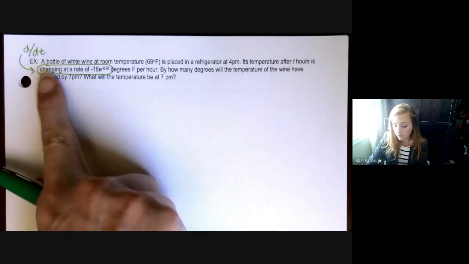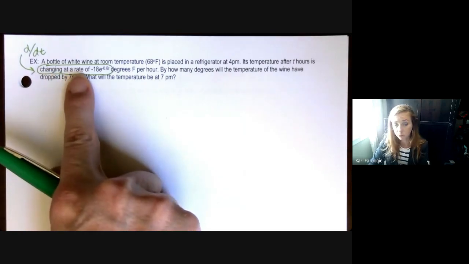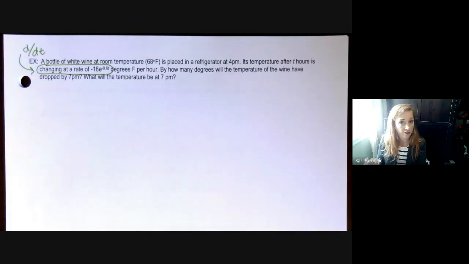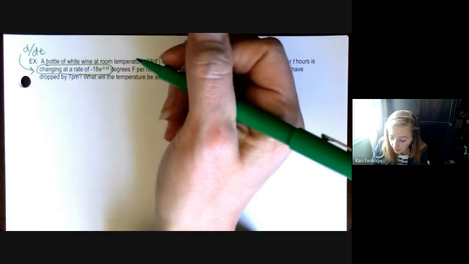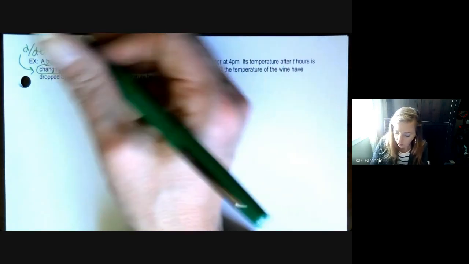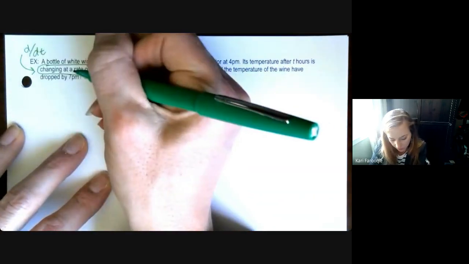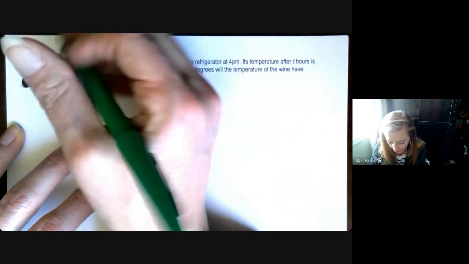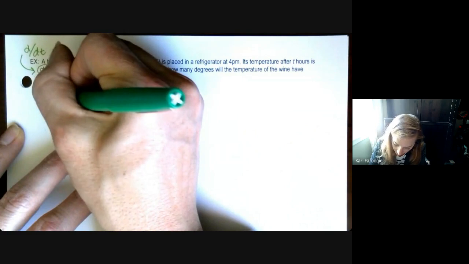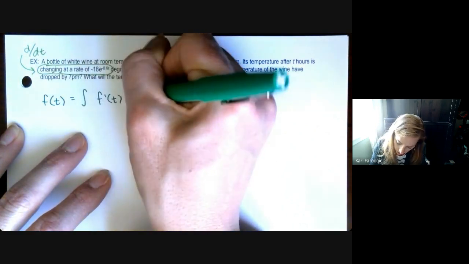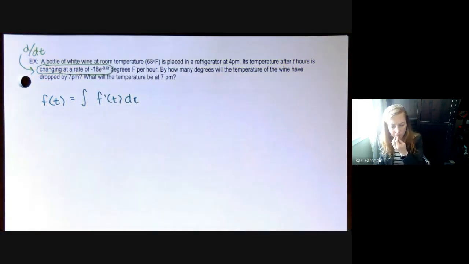So the changing at a rate of means I'm giving you a derivative. Those are keywords. And I'm trying to get to the actual function that tells me what the temperature is at a given number of hours t. I need to integrate to get back up to the original function. So f of t, we can write this however you would like. I feel like I always like to have f as being lowercase, is the integral of f prime of t dt.